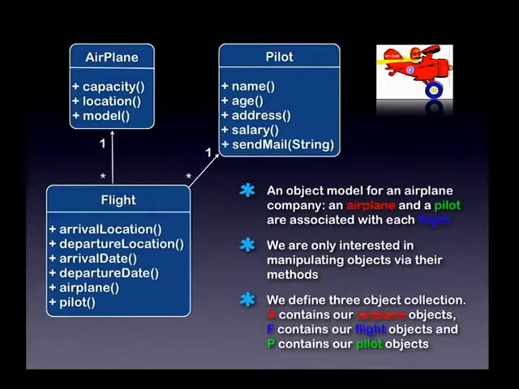To illustrate the point during the rest of this talk, let's define a very simple object model for an airplane company. Okay, we have three classes: flight, airplane, pilot. An airplane and a pilot are associated with each flight. And we define three object collections. We have A, uppercase A, that contains our airplane instances, F contains our flight instances, and P our pilot instances.